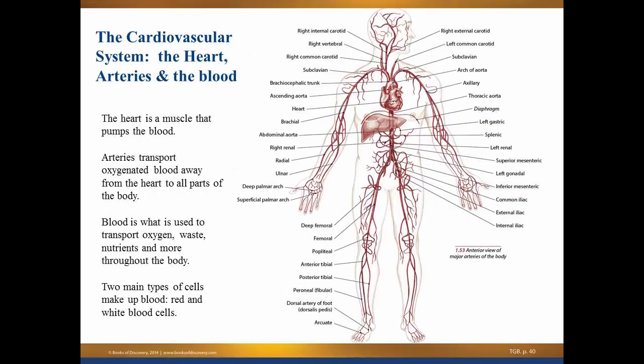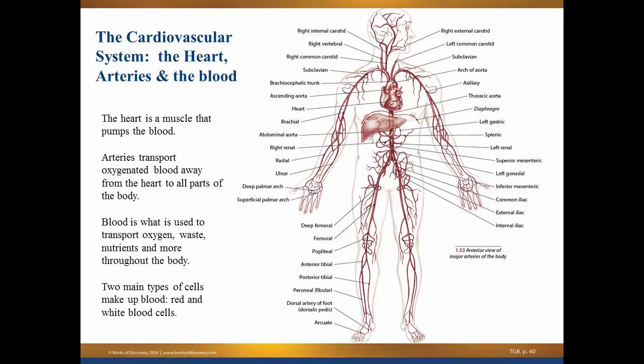On our next slide is a snapshot of the cardiovascular system. What we see here specifically are the heart and the pathways of the arteries. The heart is a cardiac muscle that pumps blood. Arteries transport oxygenated blood away from the heart to many different parts of the body. Blood is what transports oxygen. It also transports nutrients and it transports waste.